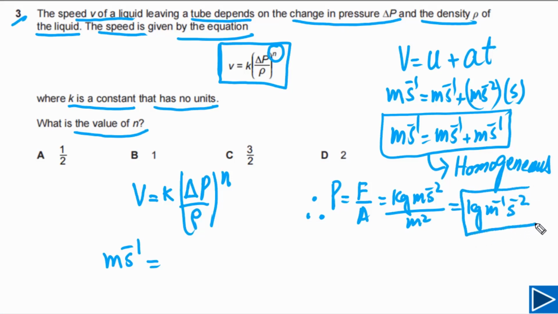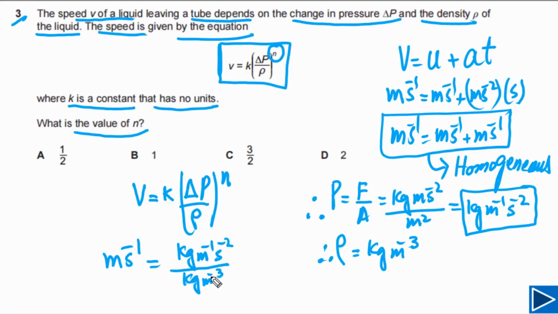So this is one thing we need to understand. SI base unit for P. We can also write down SI base unit for density, that is kg per cubic meter. Now simply we need to plug in these units. So for delta P, we can write down this is kg per meter per second square divided by kg per cubic meter.